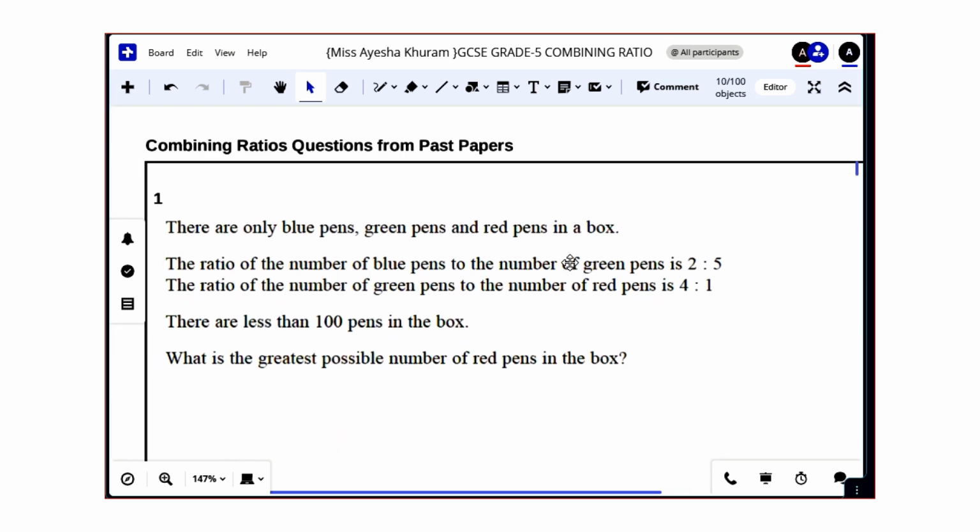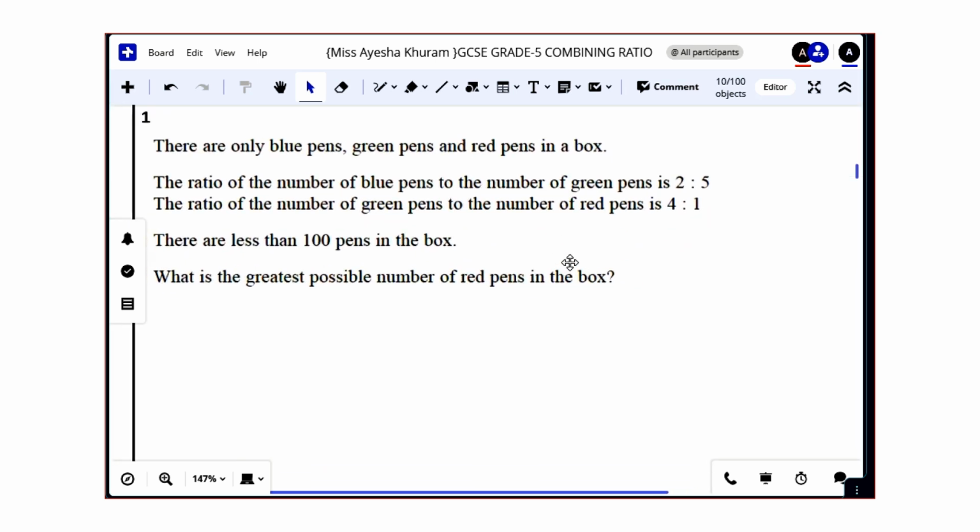Okay, so this is my first question today. It says that there are only blue pants, green pants, and red pants in a box. The ratio of the number of blue pants to the number of green pants is 2:5, as you can see here, and the ratio of green pants to the number of red pants is 4:1. There are less than 100 pants in the box, so I have to find the greatest possible number of red pants in the box.